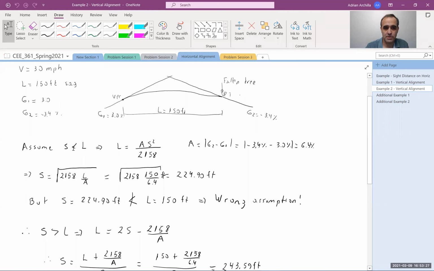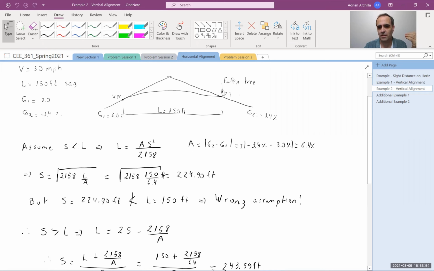So you make an assumption, S less than L or S greater than L. In this case, I assume this one. Like I said before, it probably would have been better to start with the other one, but I'm just trying to make the point that if you make the wrong assumption, you can always go back to the other equation and get the right equation. So let's see, I made this assumption.